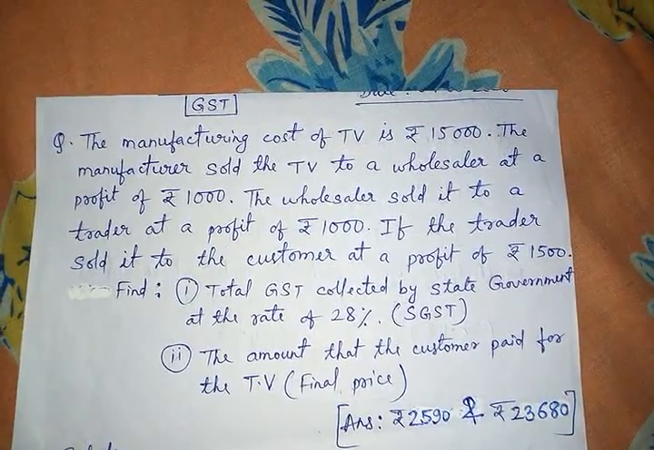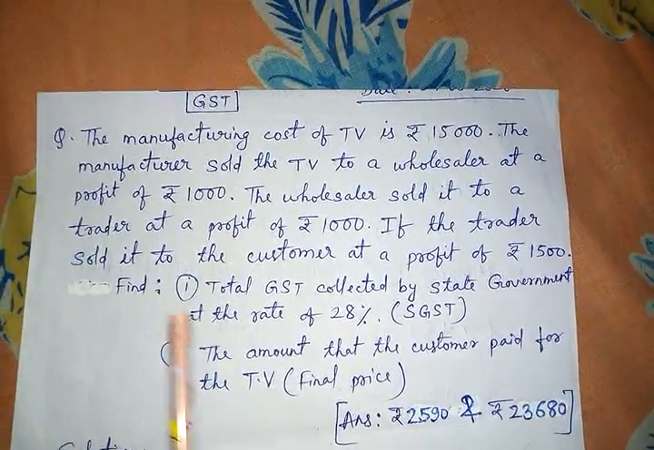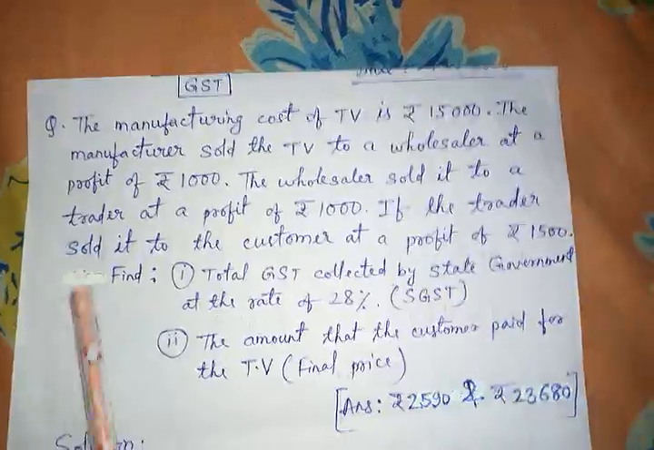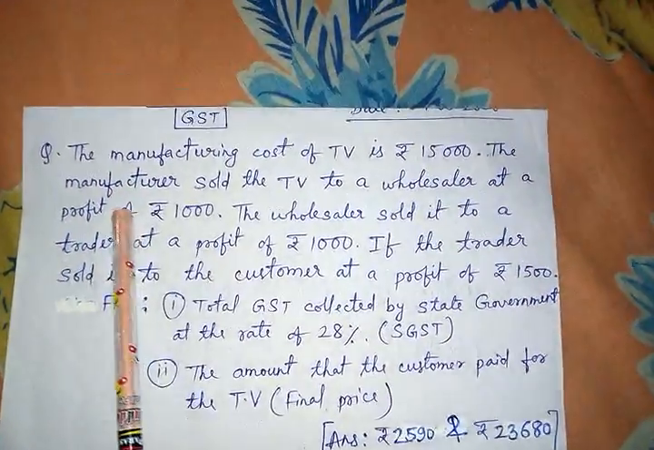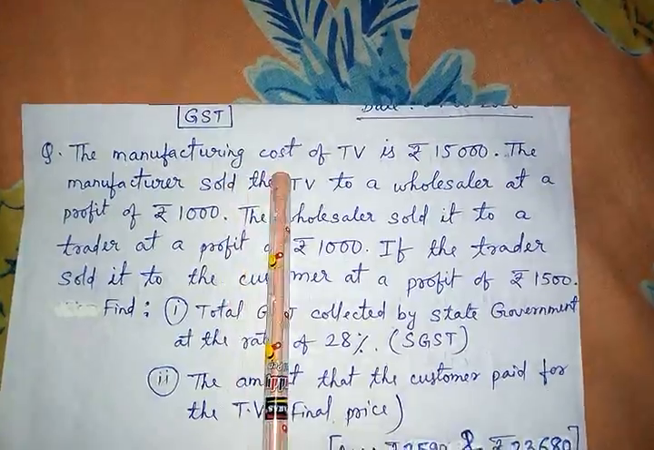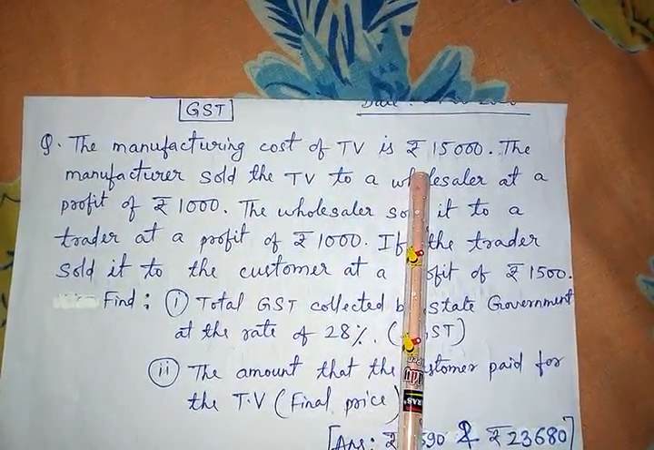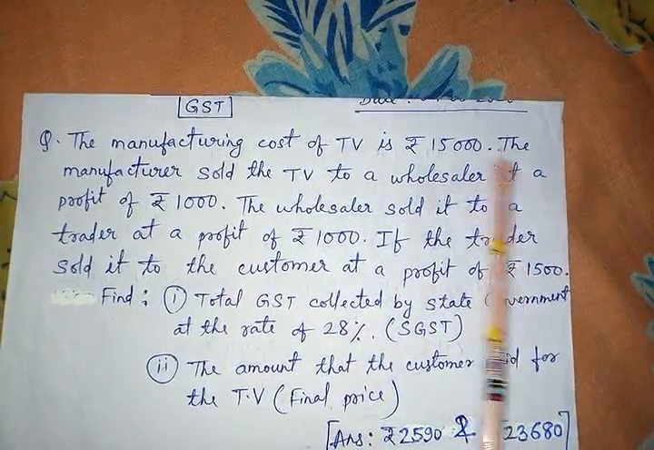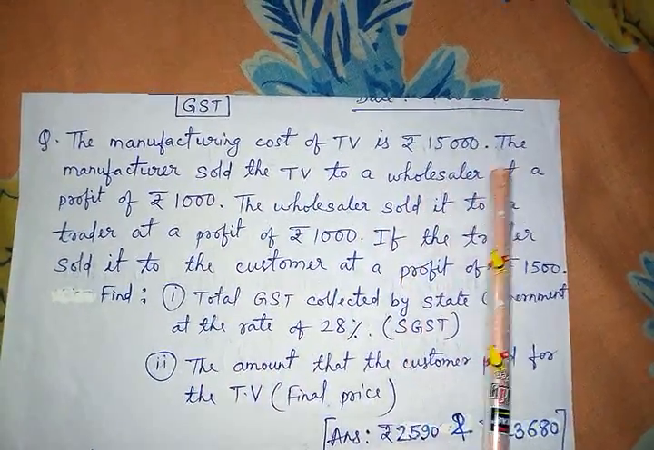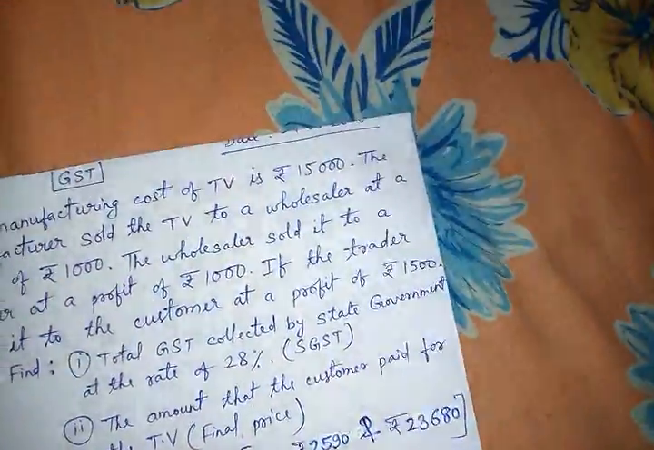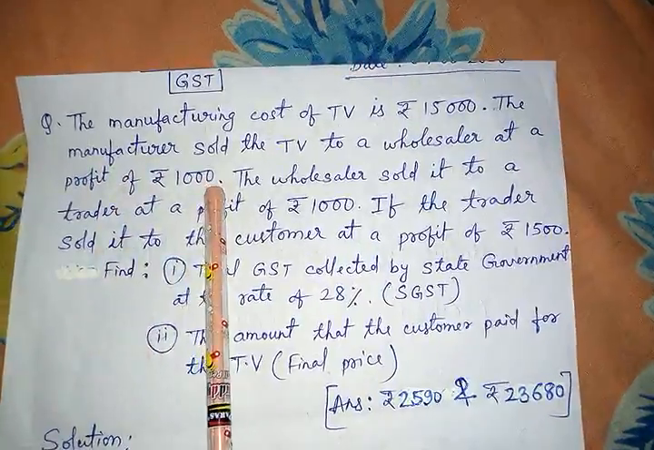Class 10 children, today we will again revise GST. Now I will take a new question today, and my question is, the manufacturing cost of a TV is rupees 15,000. The manufacturer sold the TV to a wholesaler at a profit of rupees 1,000.